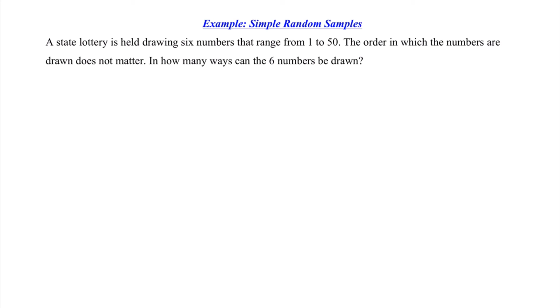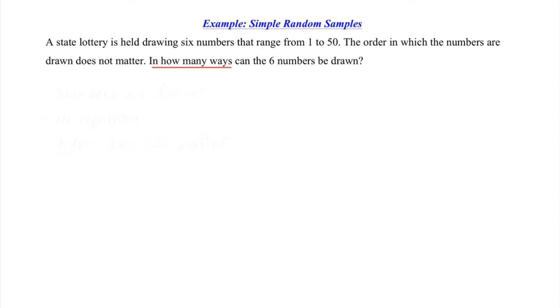They tell us nice and straightforward here, the order in which the numbers are drawn does not matter, which of course is a big deal to us. And highlighting it one more time, the actual question itself is asking, in how many ways can the 6 numbers be drawn? Still not working with probabilities, instead we know we're working with counting.